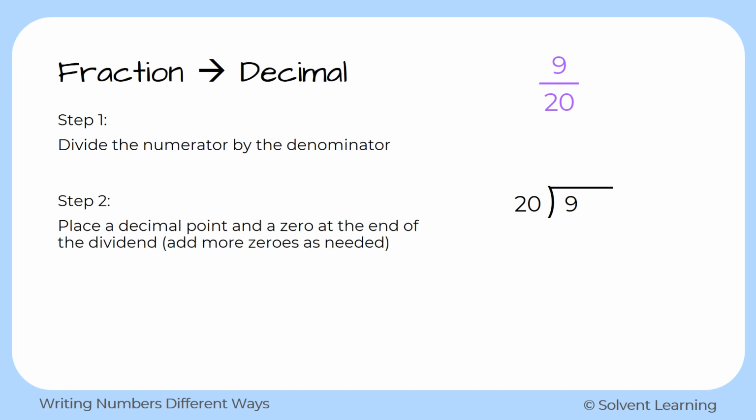Next, for step 2, we'll place a decimal point and a 0 at the end of the dividend, which is the number that's inside of the division symbol. In this case, it's the 9.